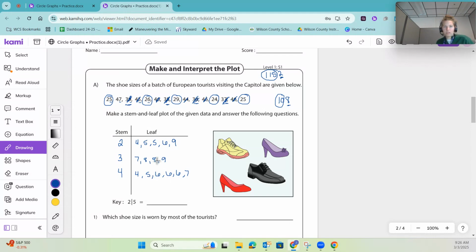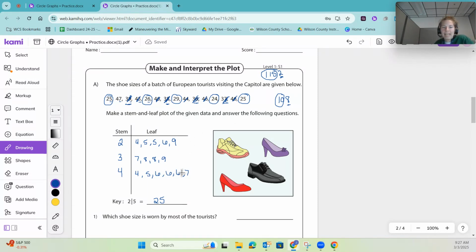Then I'm going to double check the number of data points that I have in my stem and leaf plot and make sure it matches my data set. So 1, 2, 3, 4, 5, 6, 7, 8, 9, 10, 11, 12, 13, 14, 15. And in the data set: 1, 2, 3, 4, 5, 6, 7, 8, 9, 10, 11, 12, 13, 14, 15. So they match, so we're good to go there. All right, so the key, this 2, 5 means 25. So in this particular situation, it says this is the shoe size of a batch of European tourists visiting the capital, given below.